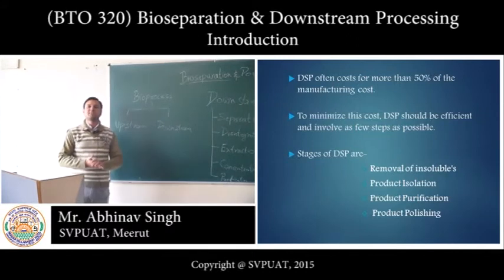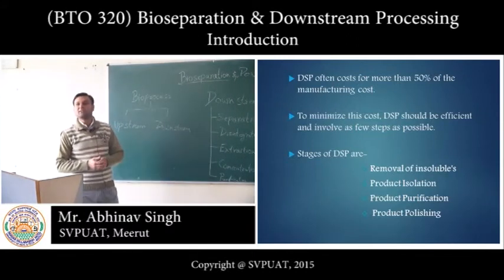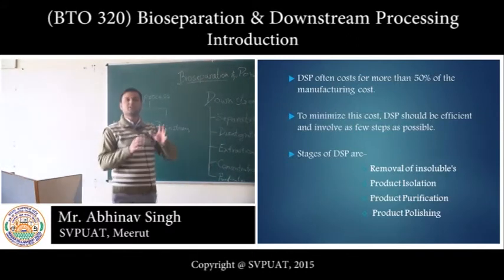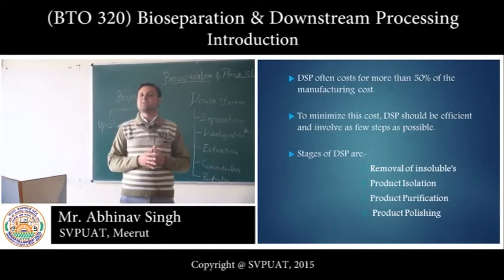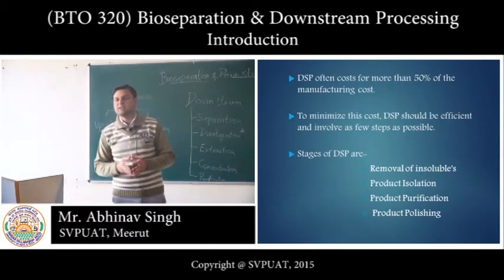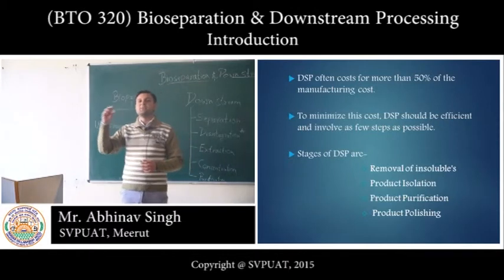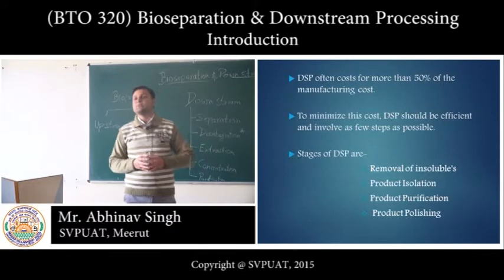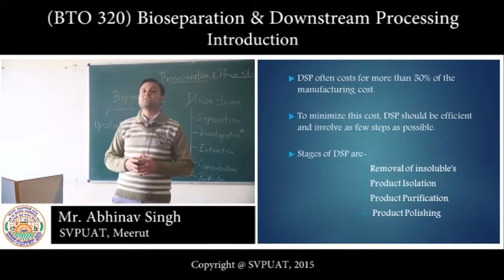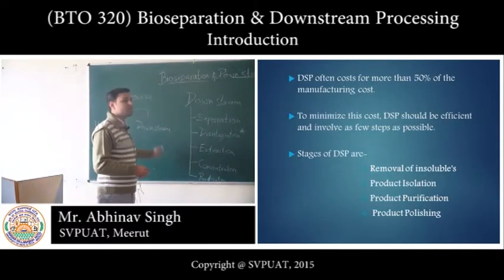Before discussing each step, we must understand that of the total cost of production, starting from the collection of all the materials required for bioproduction till we get the final purified product, more than 50% of the total production cost accounts only and only for the downstream processing.